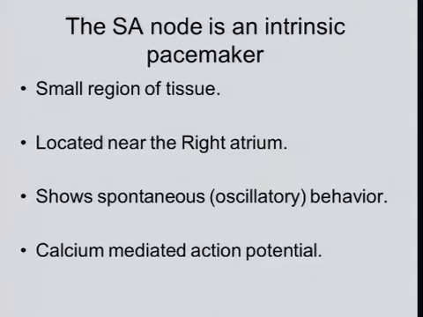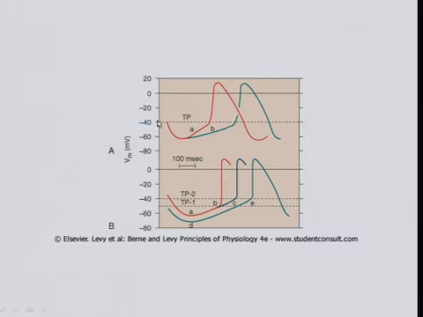It is an intrinsic pacemaker. It oscillates. It generates currents in an oscillatory behavior. It goes through action potential firing without any external stimulus. And like other nodal tissue, it's a calcium-mediated action potential. So how does it do this? Well, it does it the way any other oscillator does. It doesn't have a single stable operating point.